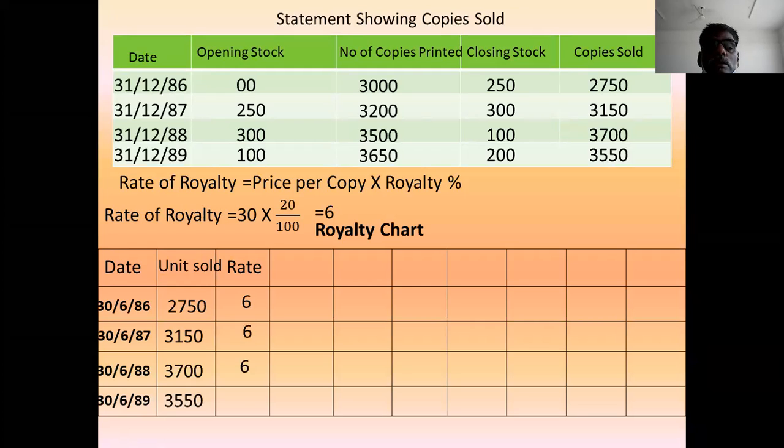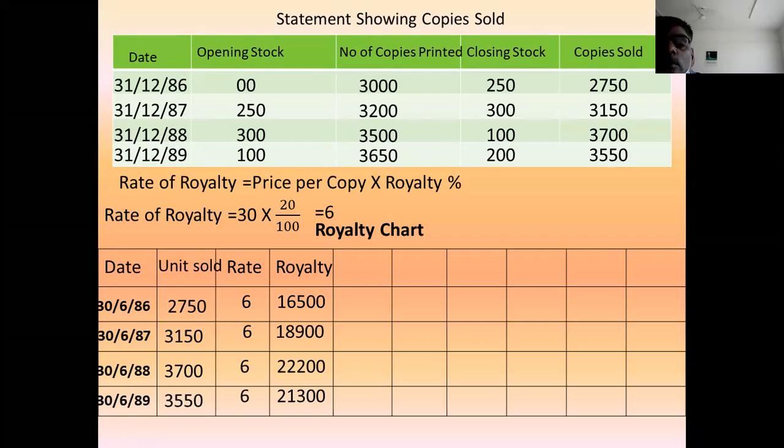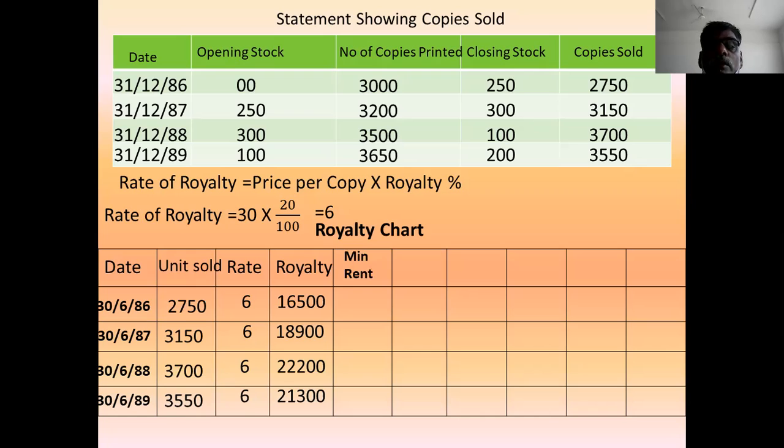Rate of royalty is 6. Okay. Multiply the unit sold and rate of royalty. You will get the royalty. First year 16,500, second year 18,900, third year 22,200, fourth year 21,300. Okay. Next is minimum rent. Minimum rent is 20,000 for all years: first year, second year, third year, fourth year.